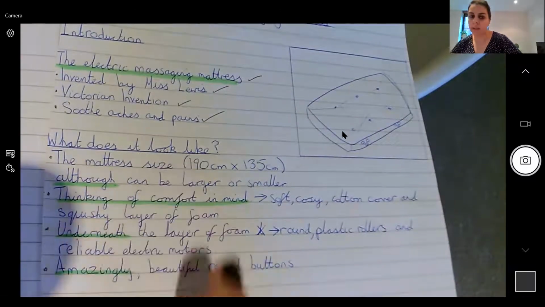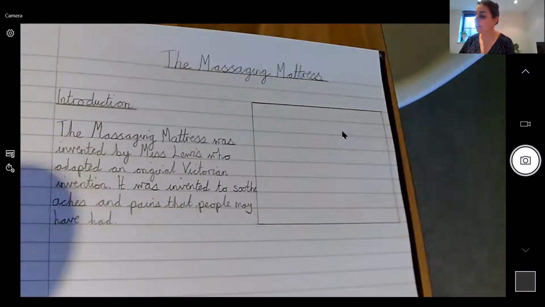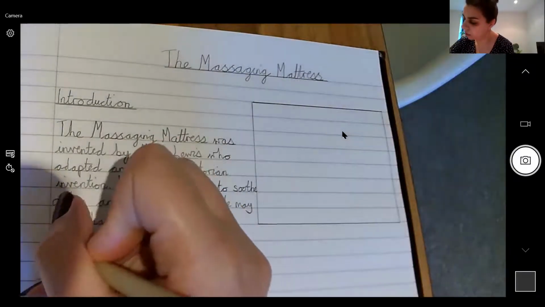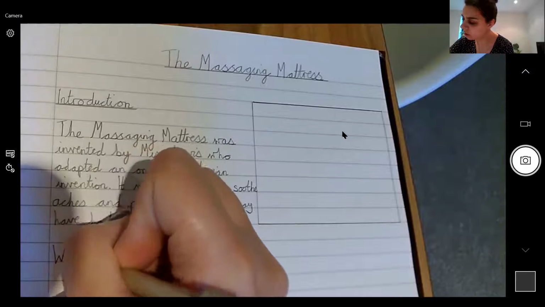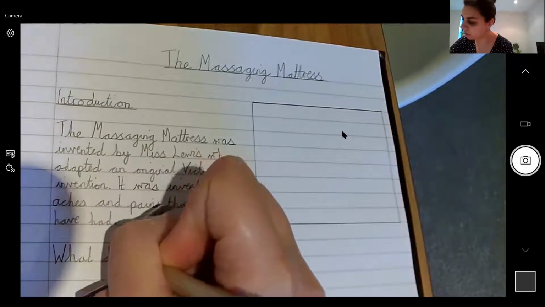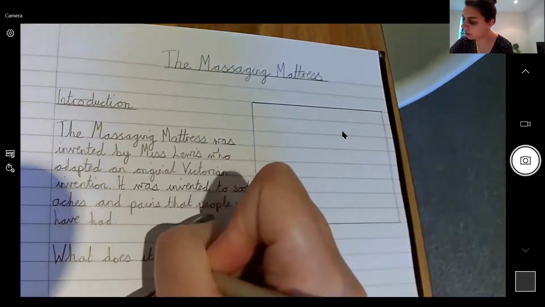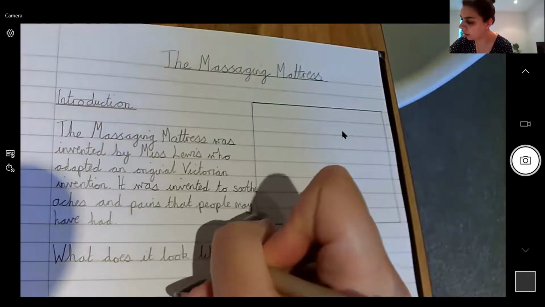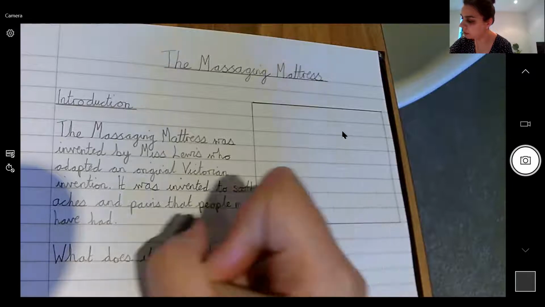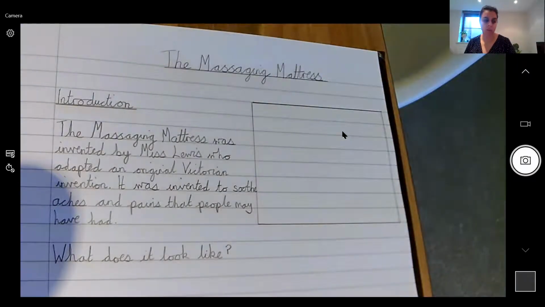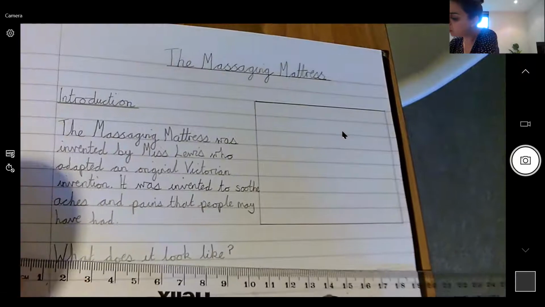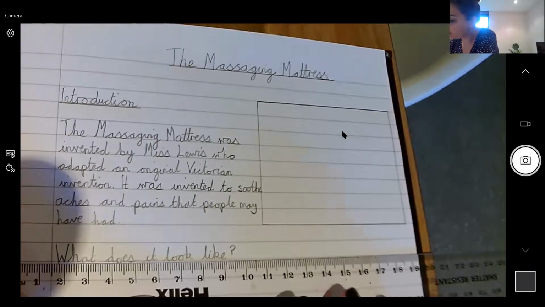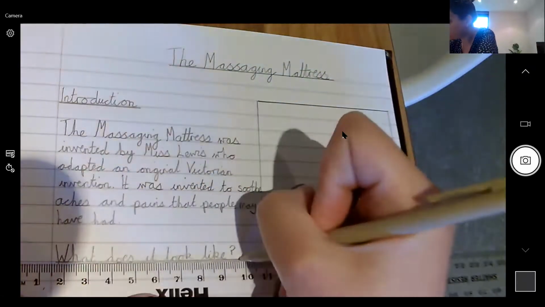What does it look like? So I'm going to leave a gap. I'm going to leave one line. I'm going to write my next subheading. What does it look like? I need to have a question mark there because it's a question. I'm going to get my ruler again and I'm going to draw my line nice and straight. I'm going to put my ruler on that line carefully, hold it nice and straight and draw my line.